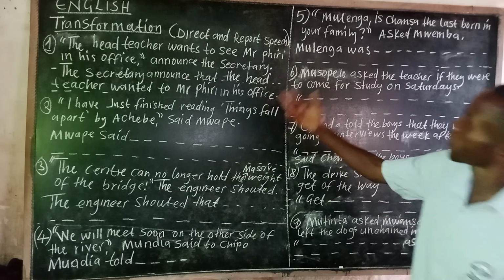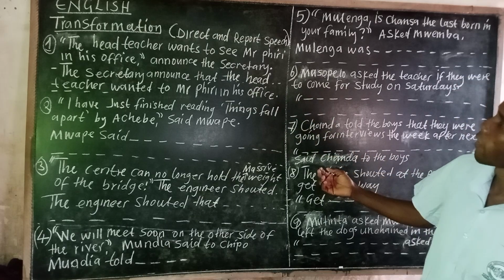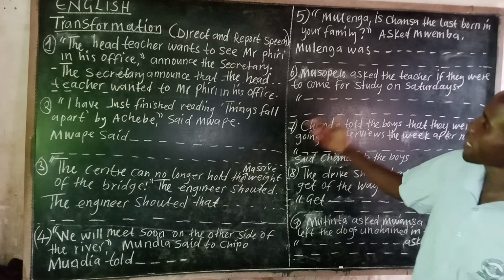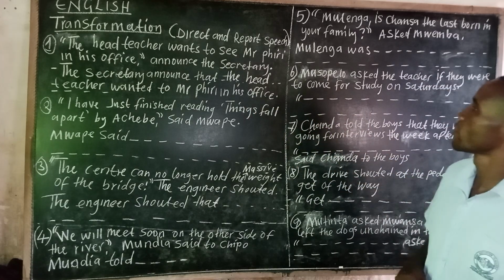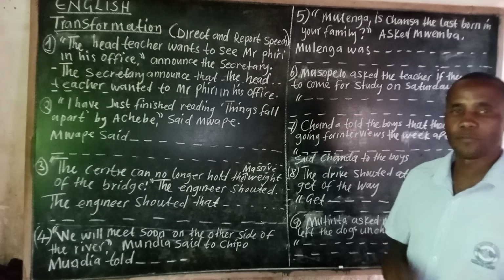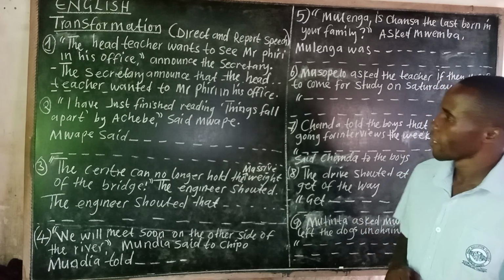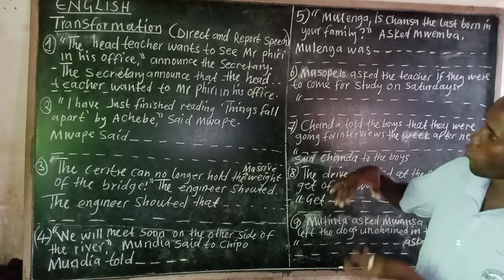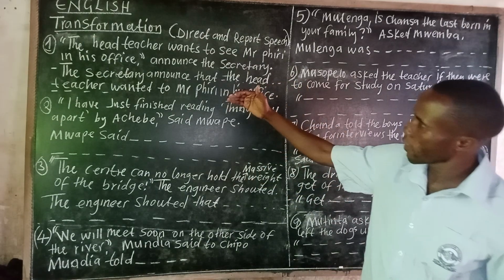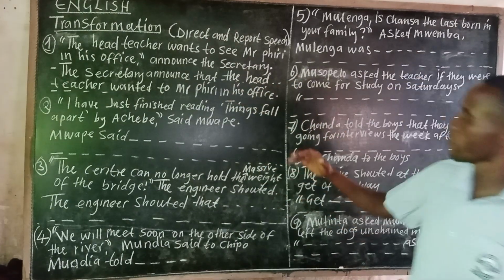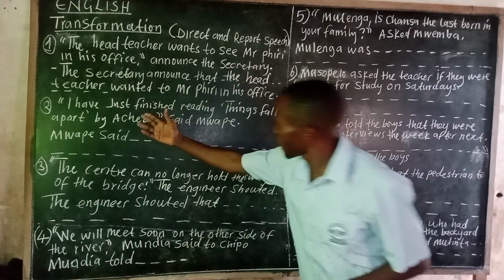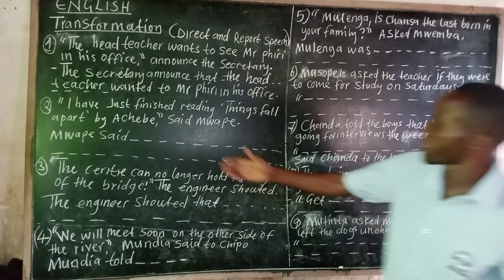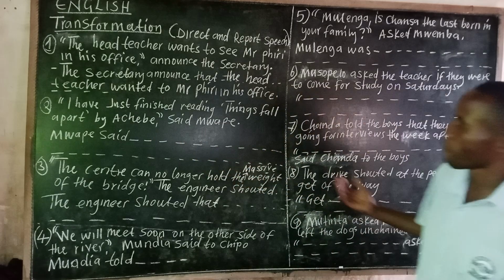The head teacher wants to see Mr. Pili in his office, announced the secretary. Then you start: the secretary announced that the head teacher wanted to see Mr. Pili in his office. It means you are done. That is 1 mark. Then we go to the next one, again starting with direct speech. "I have just finished reading Things Fall Apart by Achebe," said Mwape.